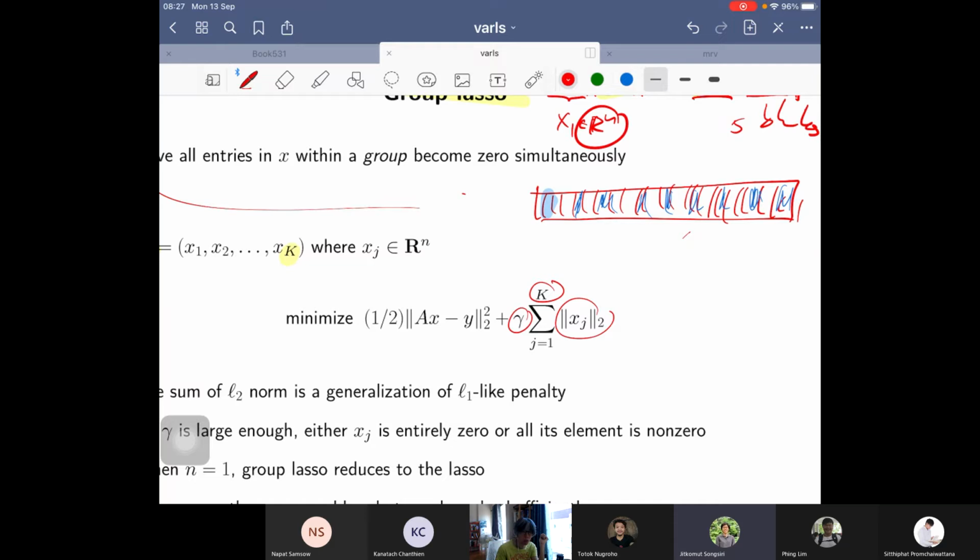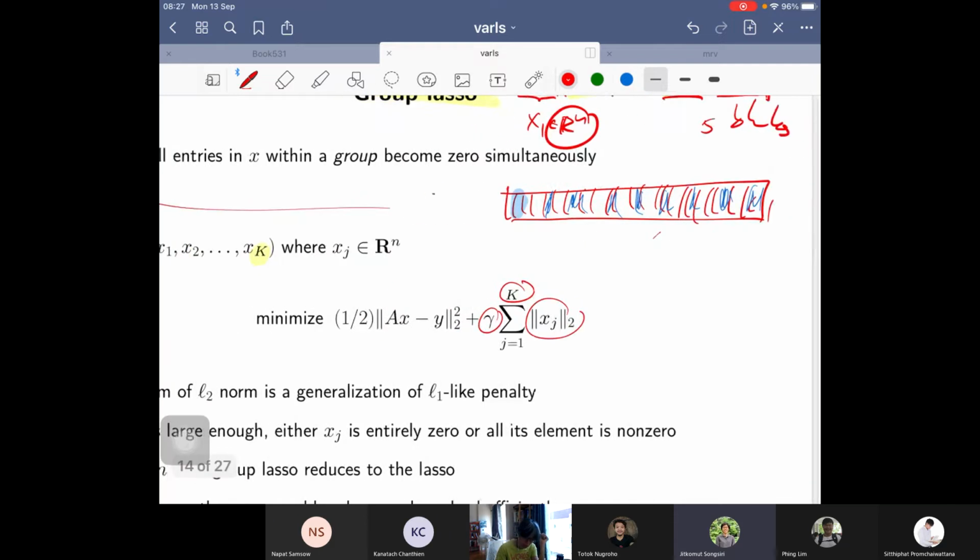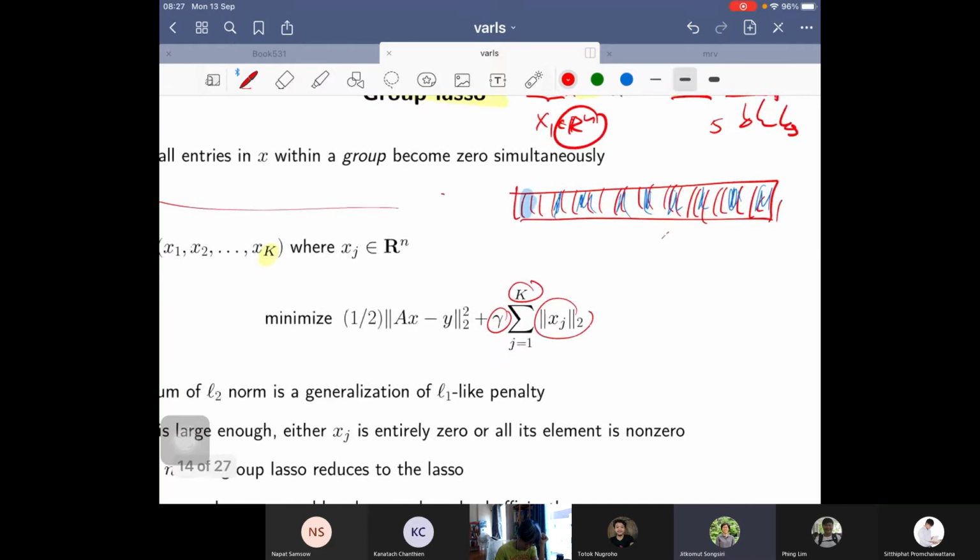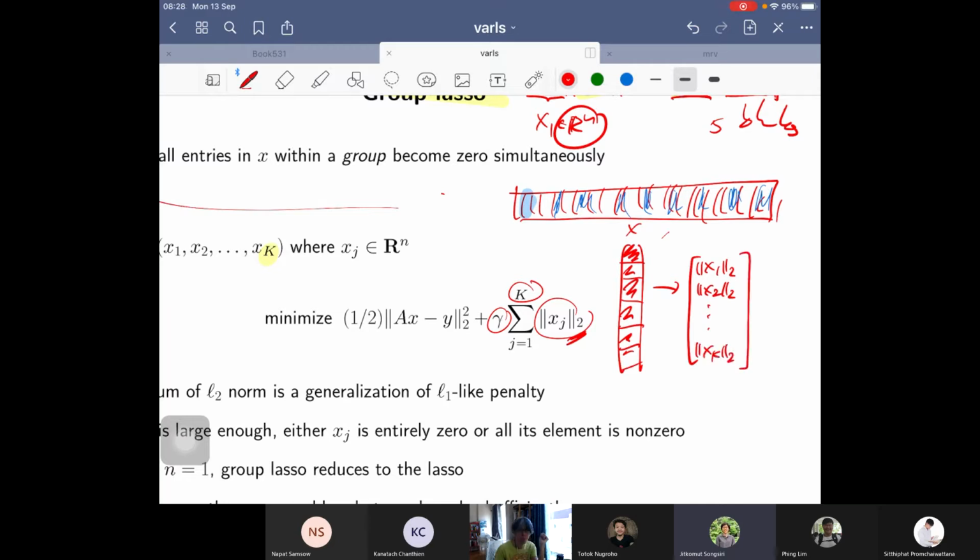And now you have the penalty parameter gamma. So in this, what you do is, you have a vector X that has different blocks. For each block, you compute the L2 norm. So this is the L2 norm of the first block, the L2 norm of the second block, and the L2 norm of the K-th block.